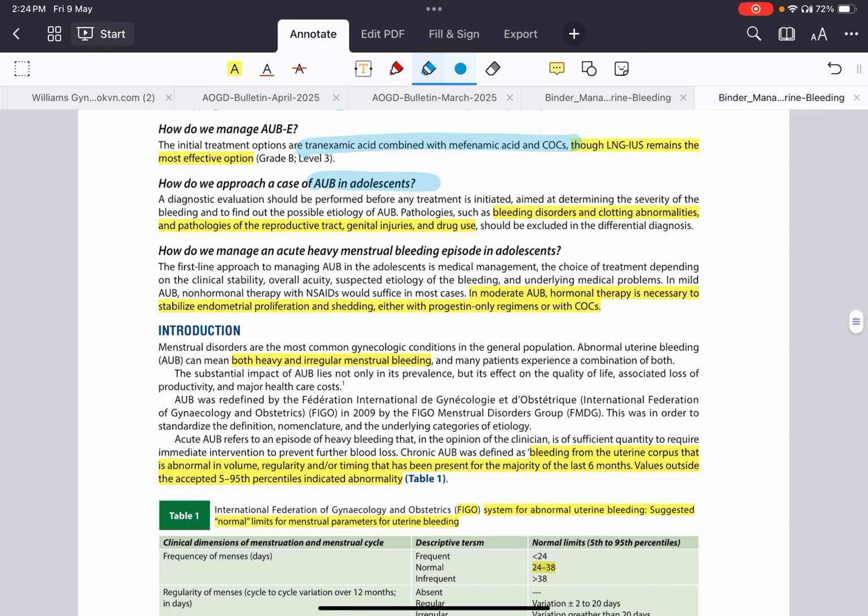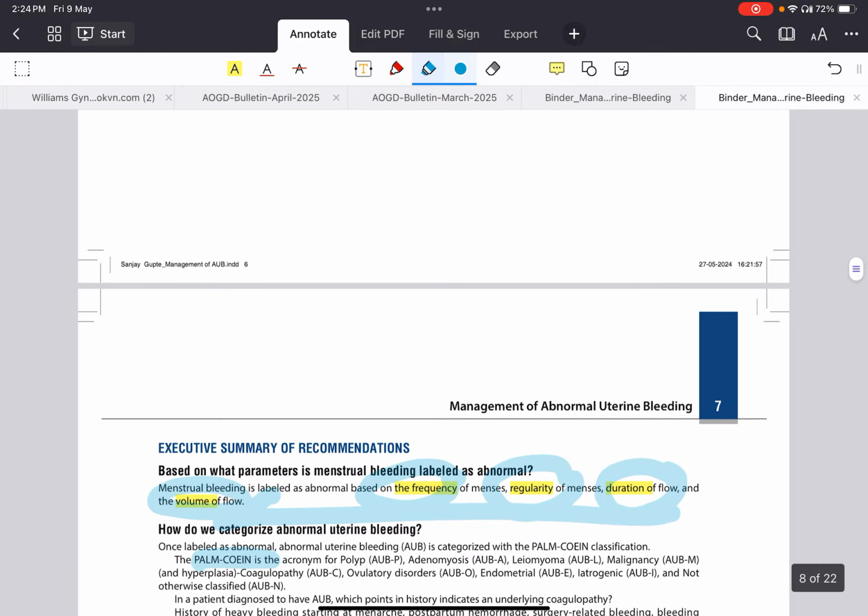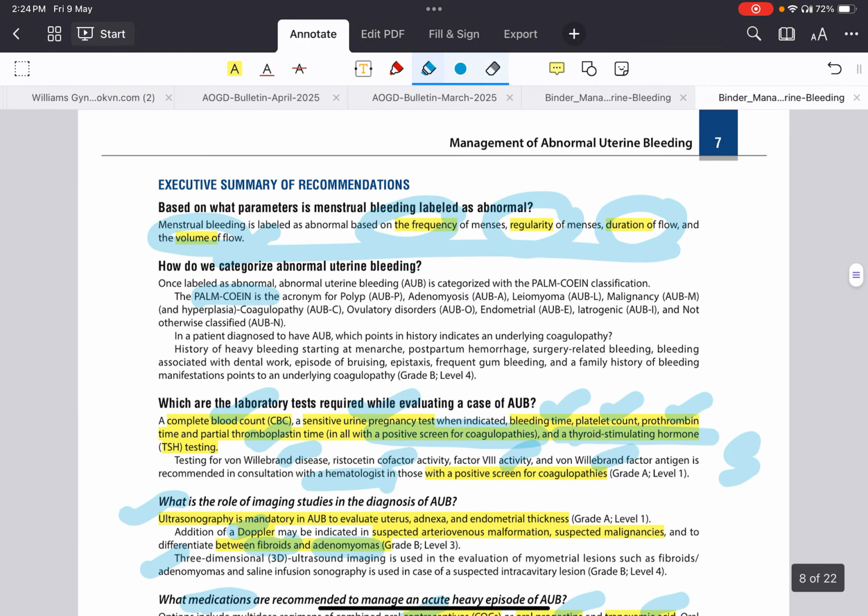And next is introduction. So once again, I'll repeat this. So what are the different things? Like four conditions where there is abnormality. The reason is abnormal uterine bleeding. That is frequency, regularity, duration, and volume.